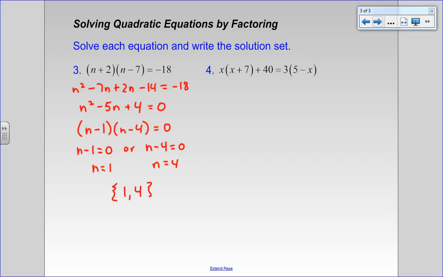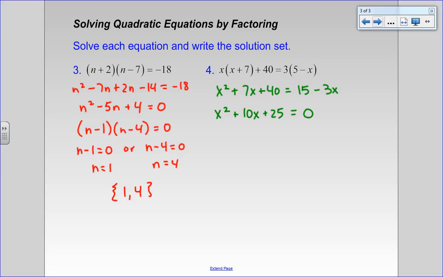One final example, problem number 4. Once again, this equation is not in standard form, so let's work on putting it in standard form first by applying the distributive property. So we have x squared plus 7x plus 40 equals 15 minus 3x. Now let's gather all of our terms over to the left-hand side of the equation. First, if we add 3x to both sides, we'll have 10x. And if we subtract 15 on both sides, we'll have 25. And we'll have 0 then on the right side, so our equation's in standard form.